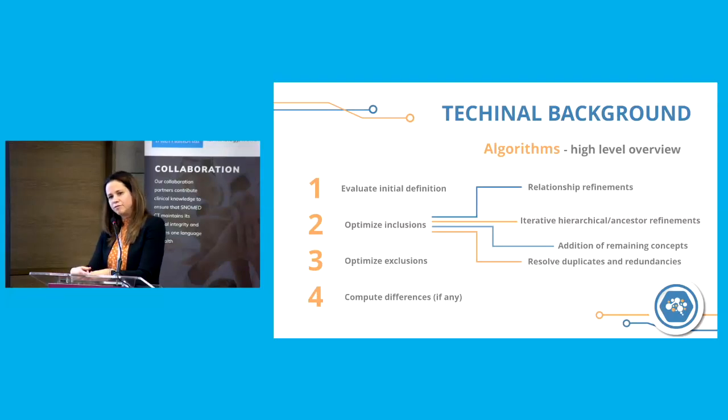Then there is an iterative process that collects hierarchical refinements. And since there are always some concepts that don't just fit under any of these queries, they're added explicitly under them. And at the very end, we need to review all these queries, or all these inclusion criteria clauses, and decide whether there are any redundancies, and then we remove those, or see if there are any duplicates, and then we remove those.